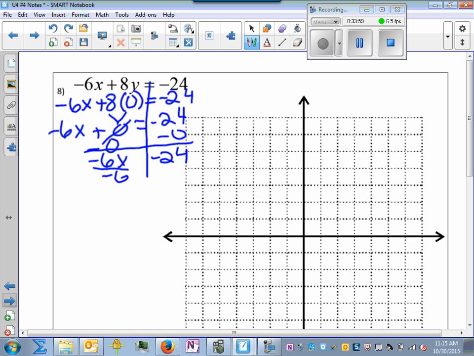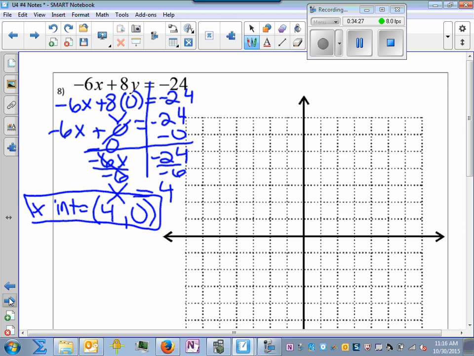I'm going to divide by negative 6. And I'm going to get x, my 6 is canceled out, and I get x equals negative 24 divided by negative 6. It's going to be a positive, and it's going to be 4. So 6 times 4 is 24. So my x-intercept is going to be 4, comma 0. I'm going to go over here onto my graph, and I'm going to go on my x-axis to 4. 1, 2, 3, 4. And it's going to be on it because it's 0.